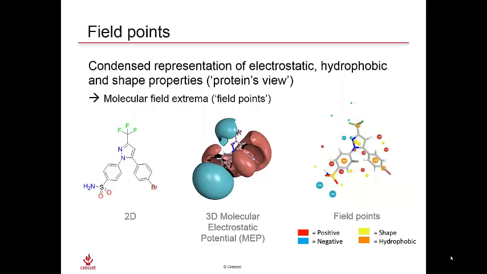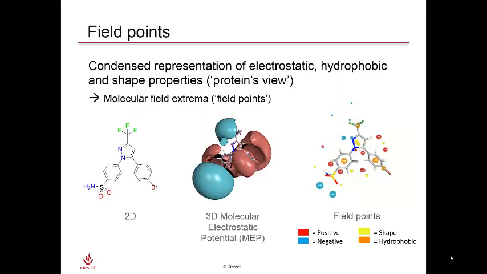Blue corresponds to areas where electrostatics are negative, red to areas where the electrostatics are positive, yellow gives a van der Waals accessible surface area, and orange field points are in areas of hydrophobicity. The size of the field point corresponds to the strength of the field at that point in space.